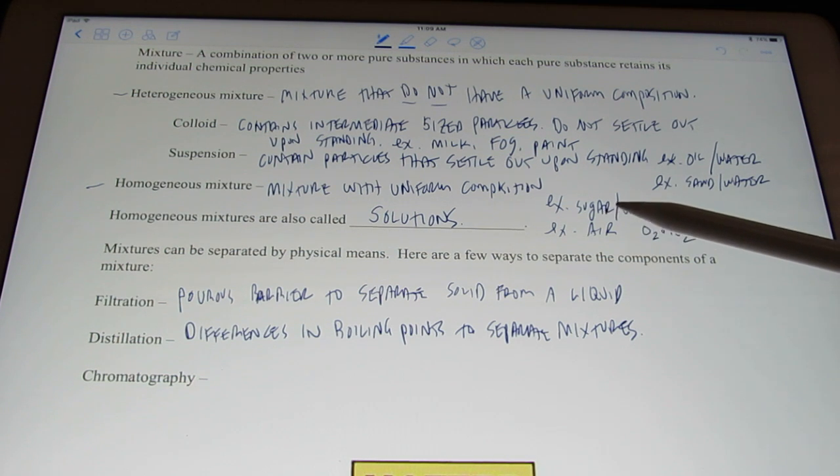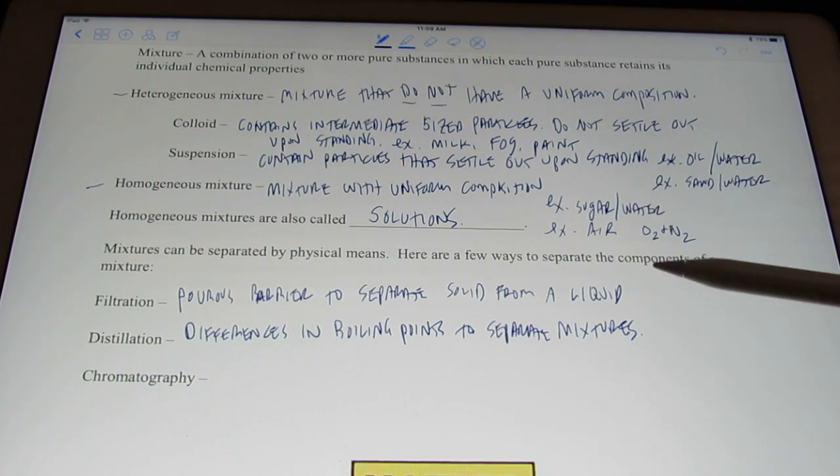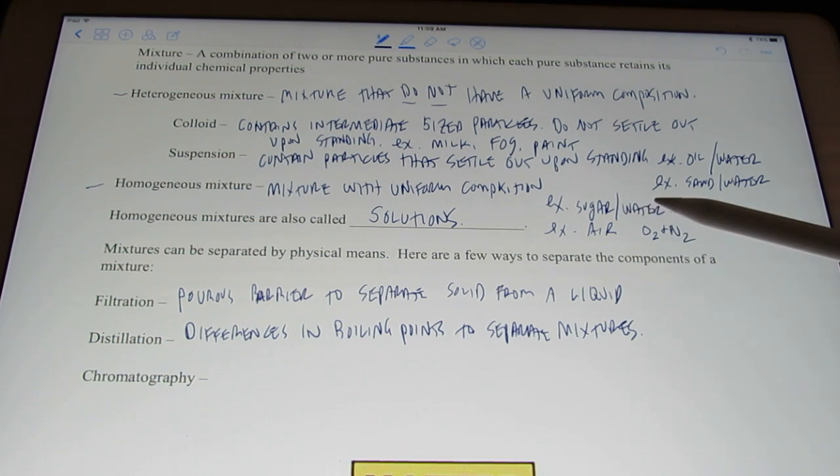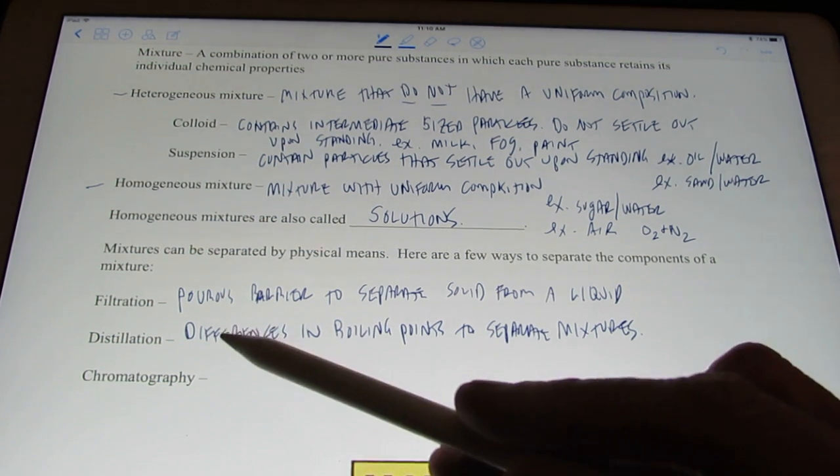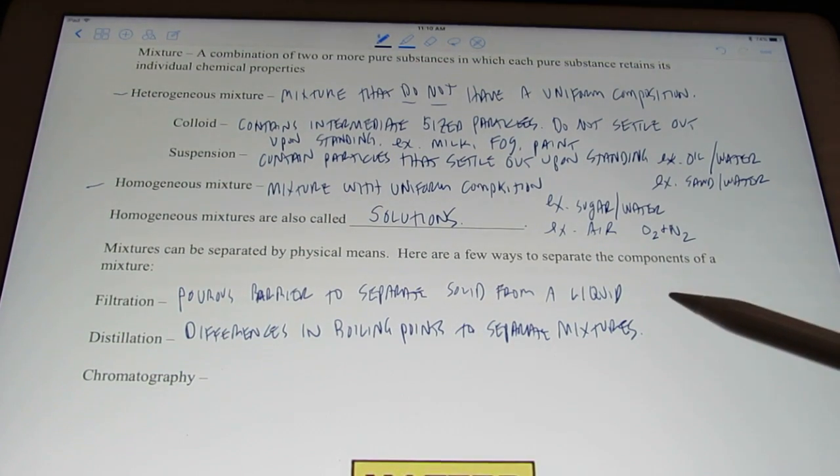If you can imagine boiling a beaker full of sugar water, or maybe even you've done this at home, salt water in a cooking pan. Once you boil off all the water, doesn't the salt or the sugar remain behind in the bottom of the pan? So one way, or another way I should say, to separate mixtures is by something called distillation.